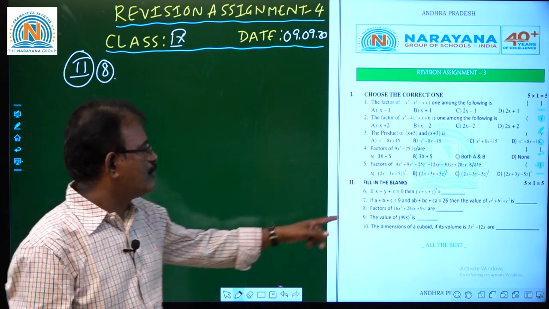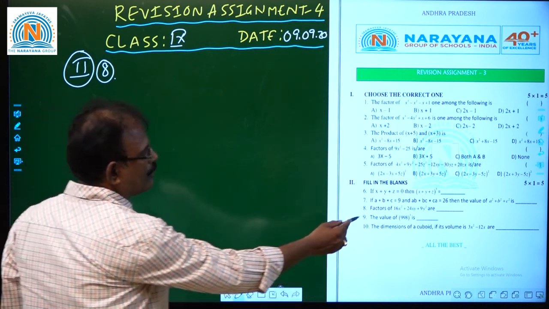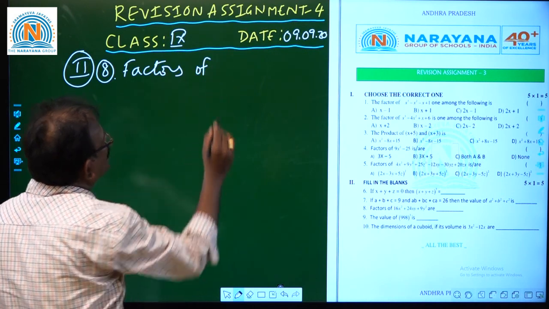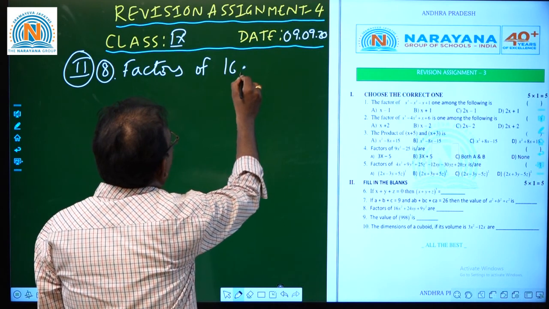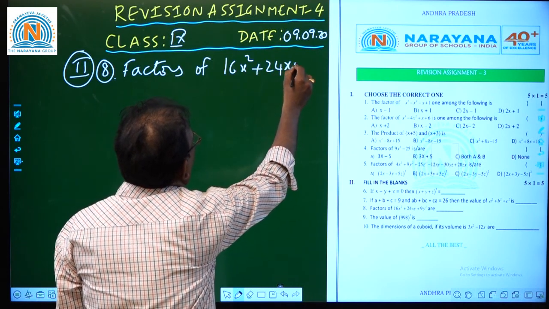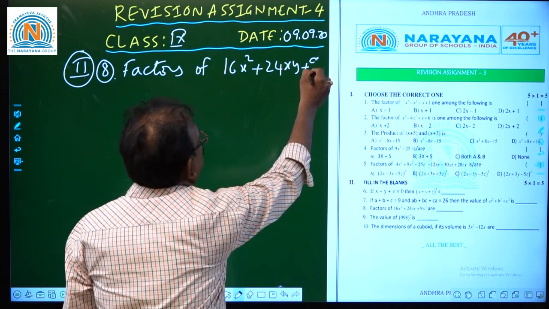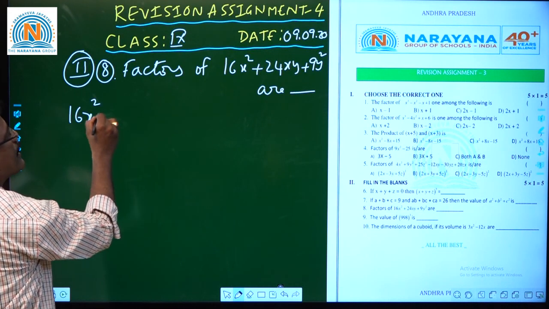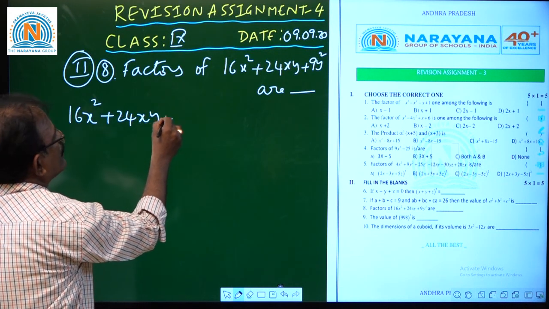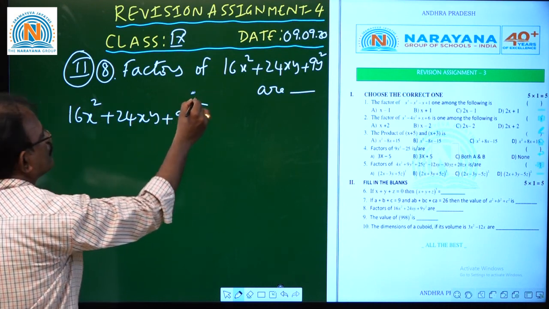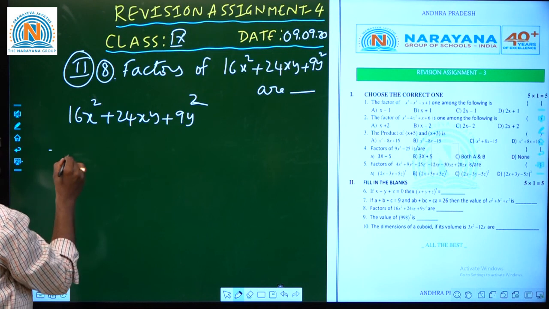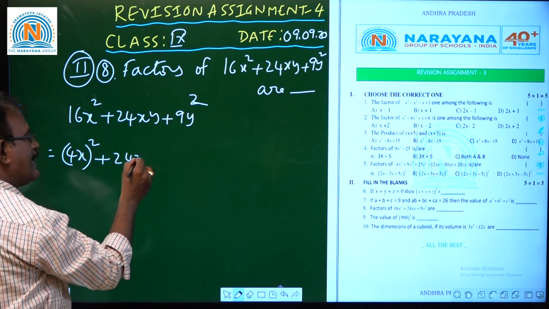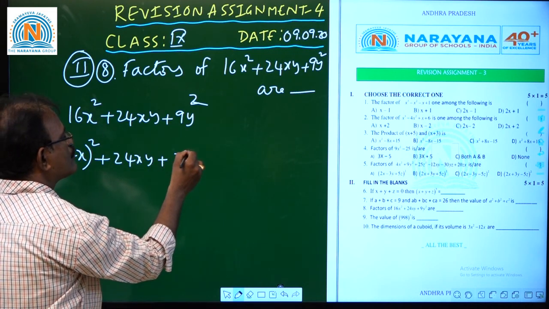Okay, children. Our next question is question number 8 from the second Roman. Factors of 16x square plus 24xy plus 9y square are. So given 16x square plus 24xy plus 9y square, children, let us see here. This is (4x) whole square plus, keep as it is, this is (3y) whole square.